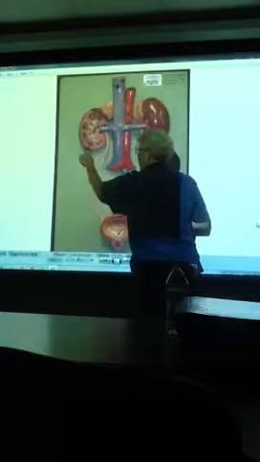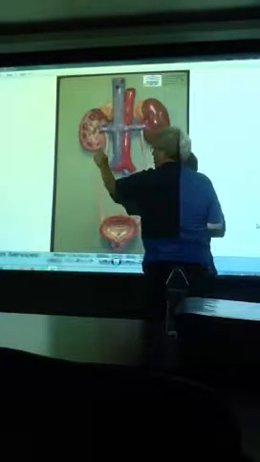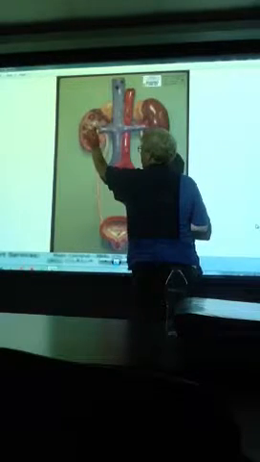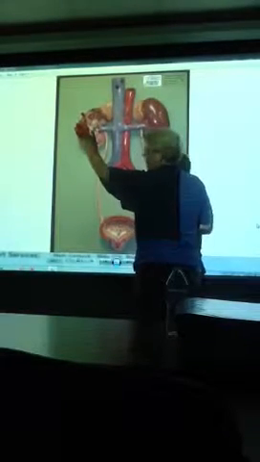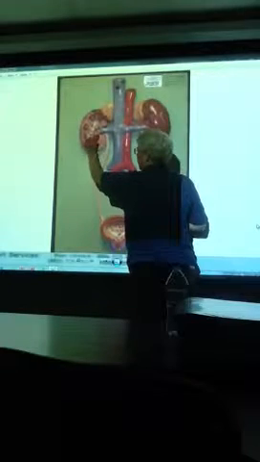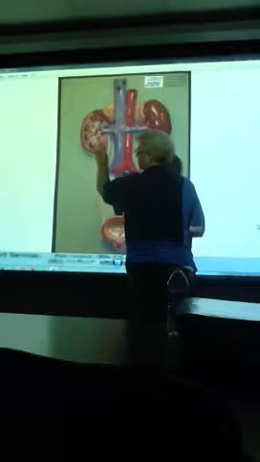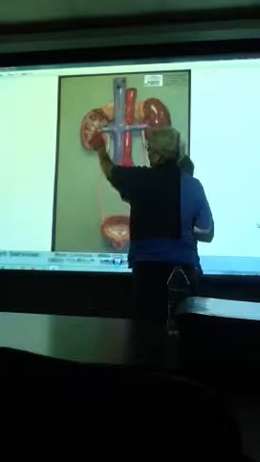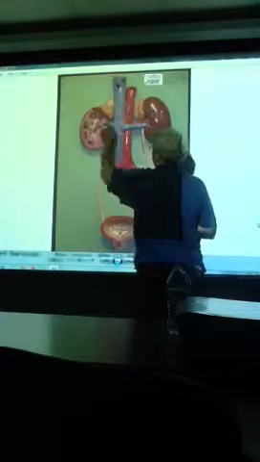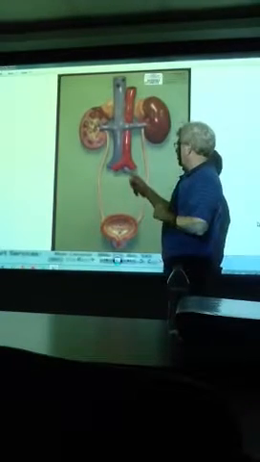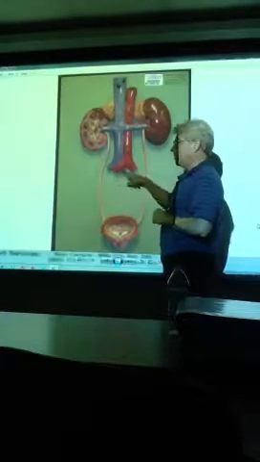Pyramid. So this represents the cortex. And each of these little divots here is a calyx. And they all empty into one big area called the pelvis. One opening is the pelvis. The one big one is the pelvis. Renal pelvis. Okay? Alright, and of course, common iliac.